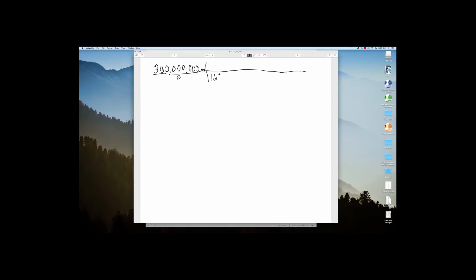Remember, there were 1,609.334 meters in 1 mile. Now, the reason I wrote it this way is you can then cancel these 2 meters out. And what I've done is convert this meters to miles per second. And then after that, what we have to do is convert seconds to years.